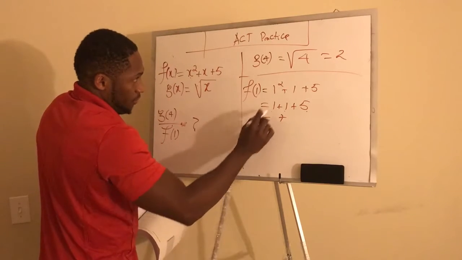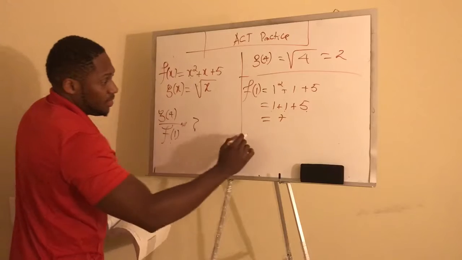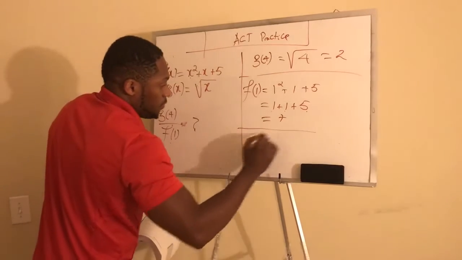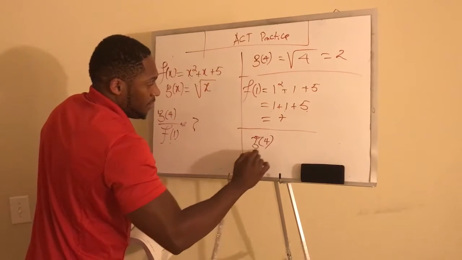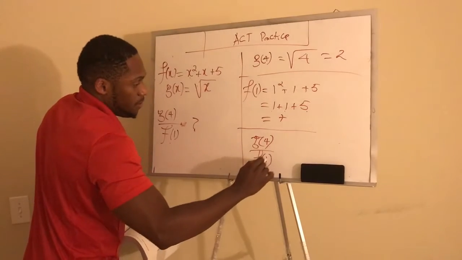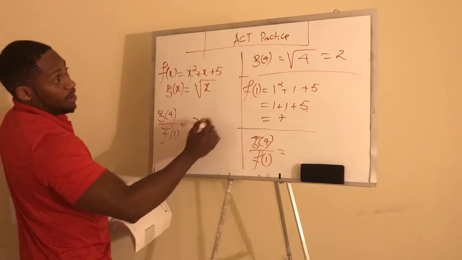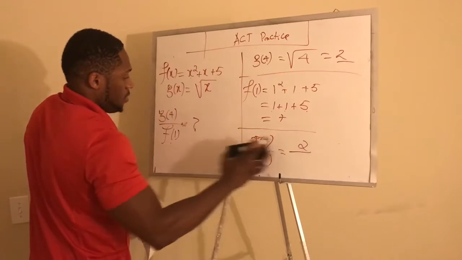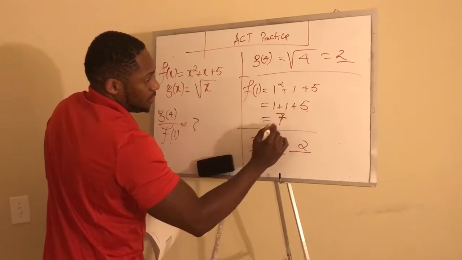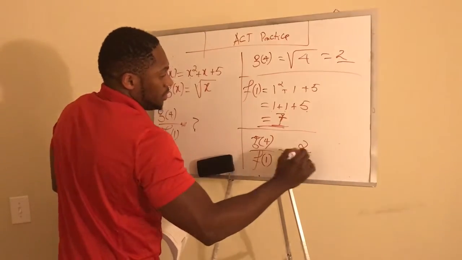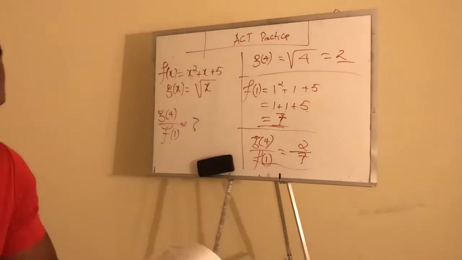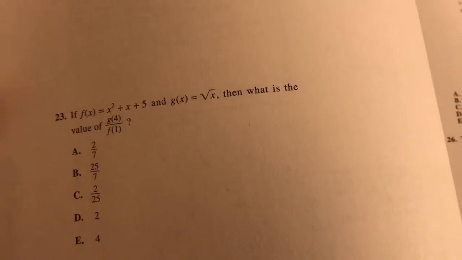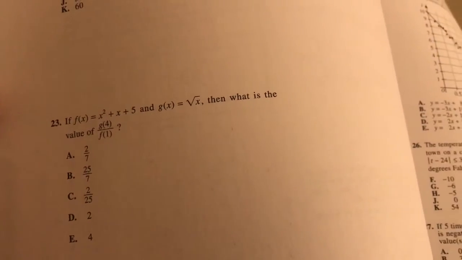So g of 4 divided by f of 1 is equal to g of 4, we already found it, which is 2, divided by f of 1, which we found here was 7. So it's 2 over 7. And as you can see here, it is answer choice A, 2 over 7.